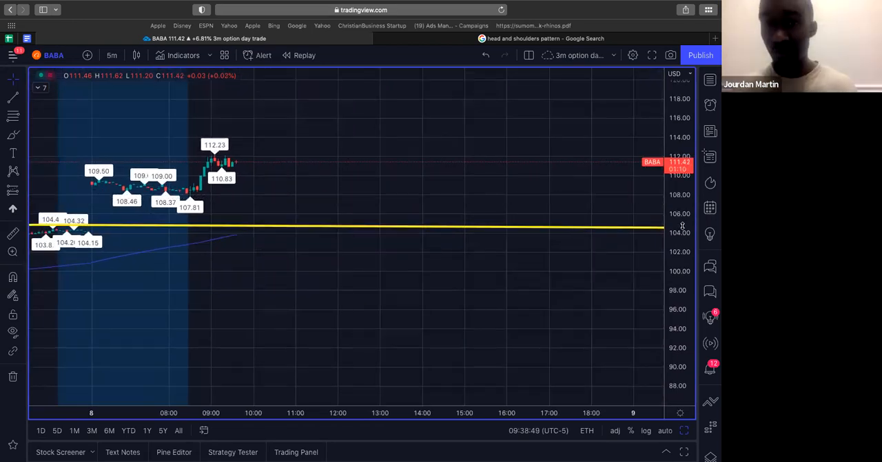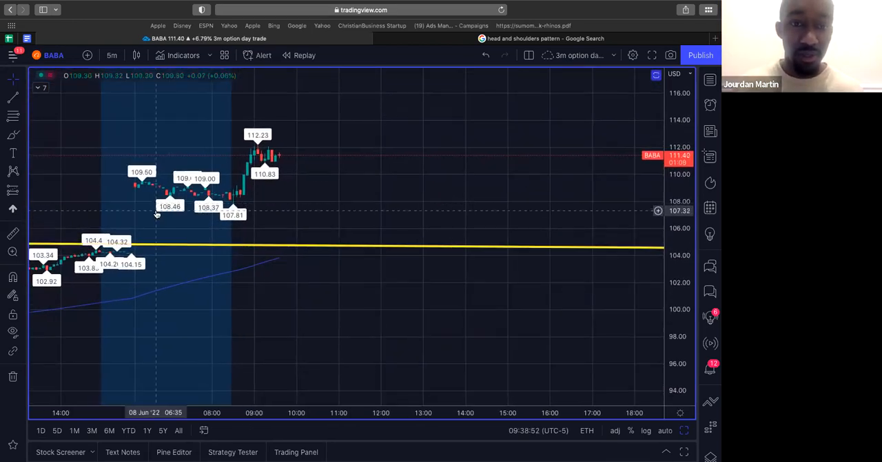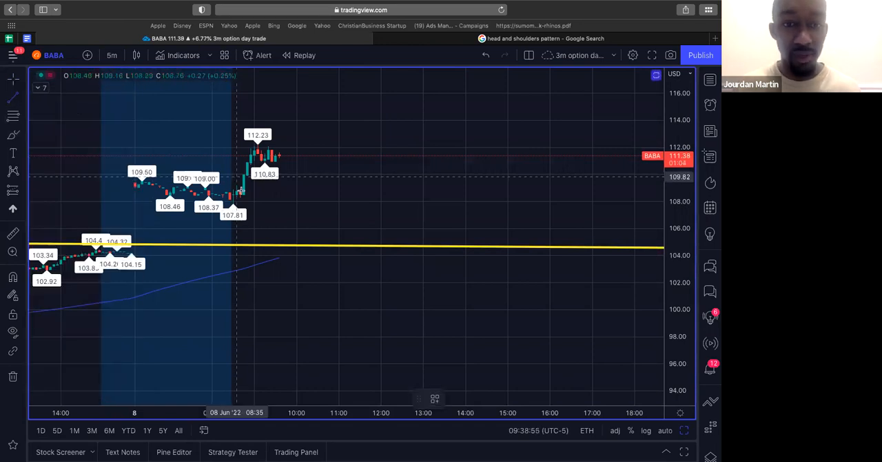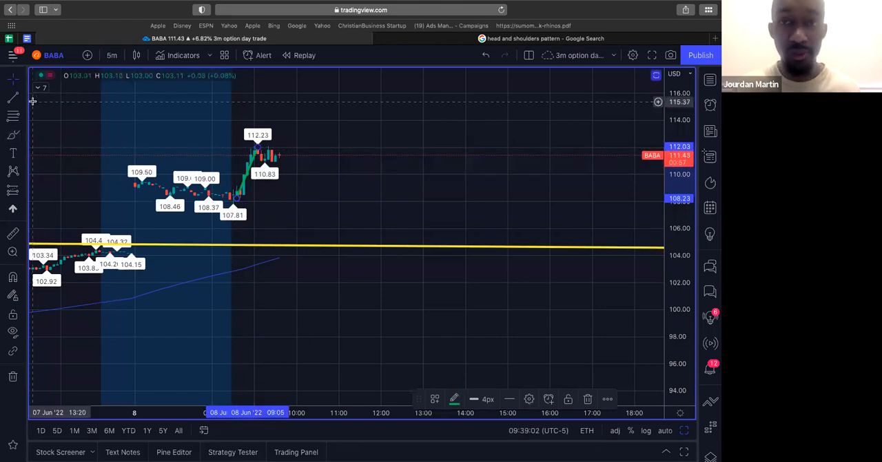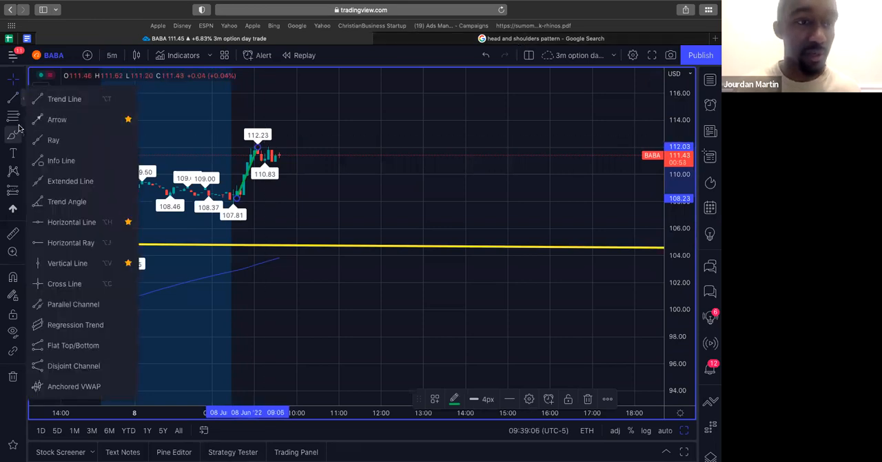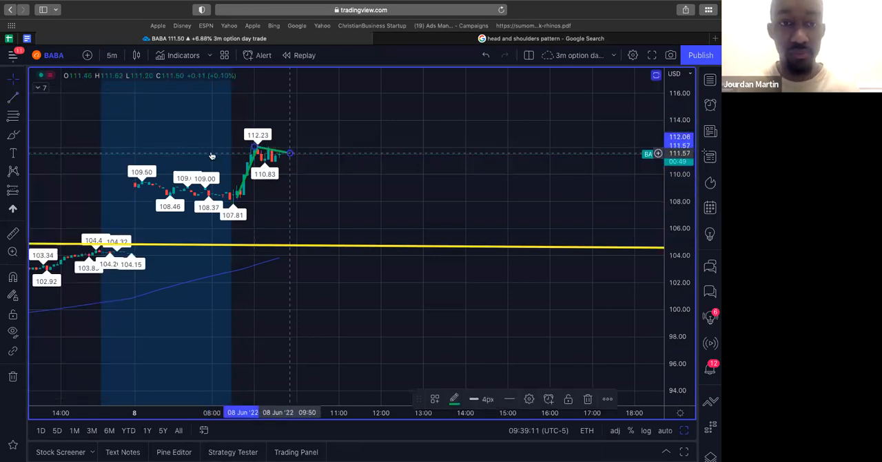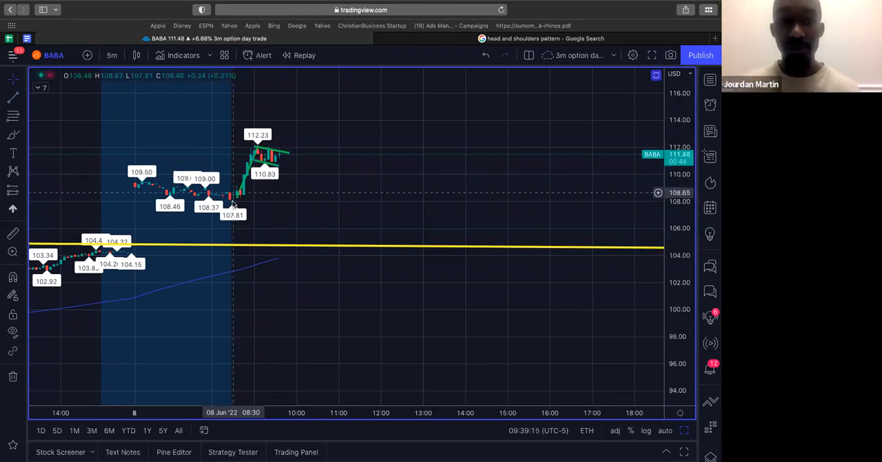So let's zoom in a little bit more. All right. So we're bull flagging on the 5 on Alibaba. All right, let's look at a bull flag and what that is. How do I want to show that? All right. So let's look at a bull flag, right? So this is me saying Alibaba's on a bull flag.